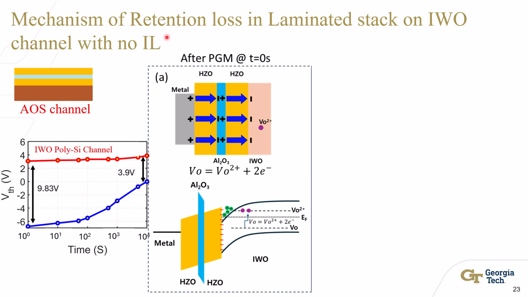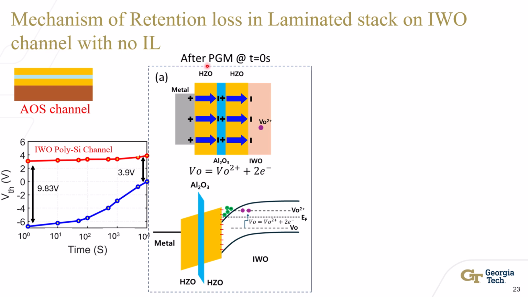However, in case of amorphous oxide channel, we see that the array state remains stable, but the program state is significantly affected, where the memory window is significantly degraded at 10,000 seconds. In order to understand this, we have a hypothesis which we are also currently working to model.